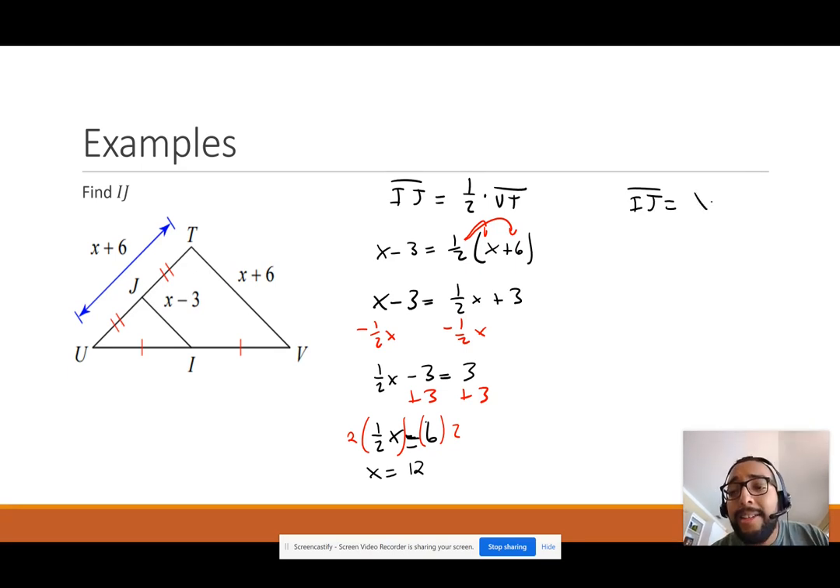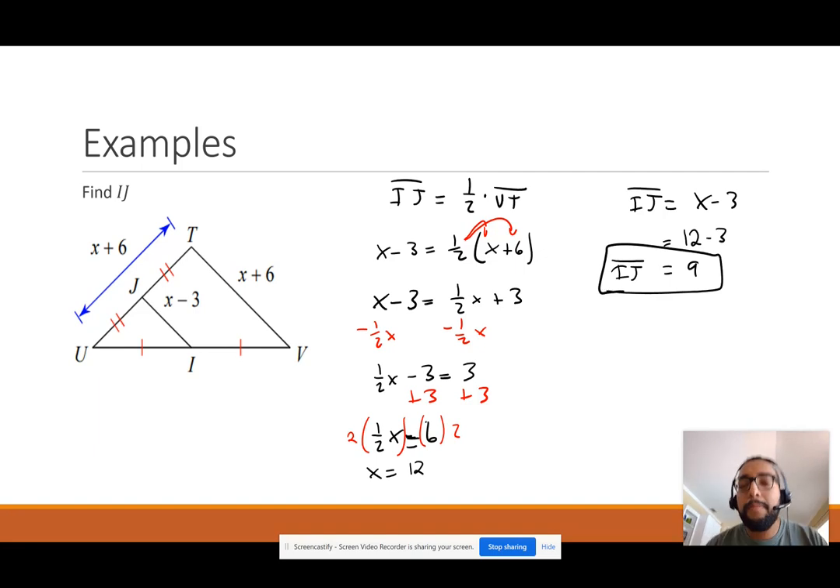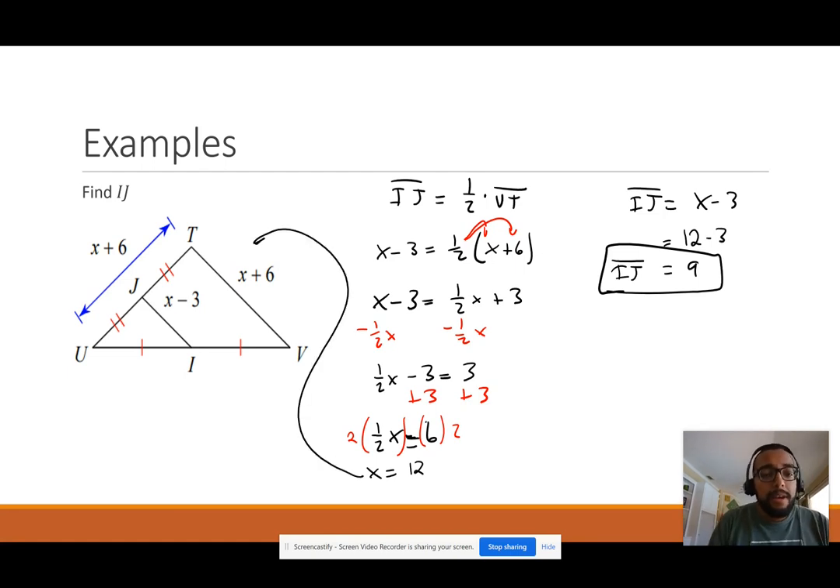IJ is x minus 3, but now we know that x is actually, in fact, 12. And we know that 12 minus 3 is 9, which shows us that IJ is a length of 9. And if you want to check yourself as well, you can verify. Plug in 12 to VT. 12 plus 6 is 18, and 9 is 1/2 of 18. IJ is 9. This is the triangle midsegment theorem.